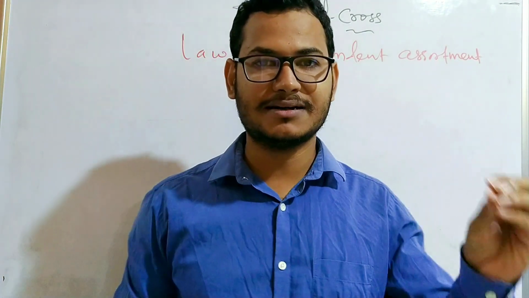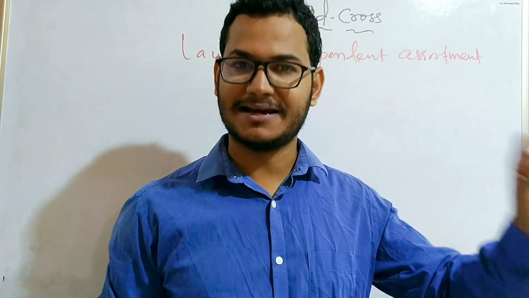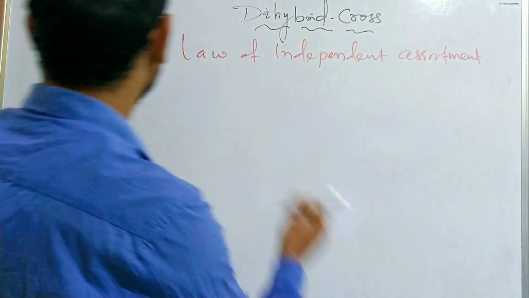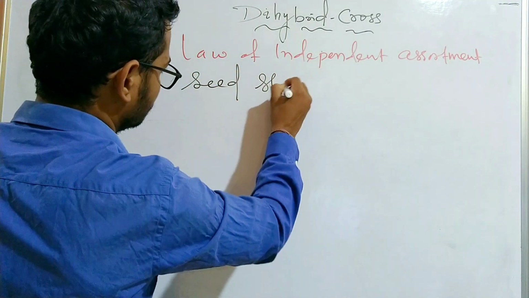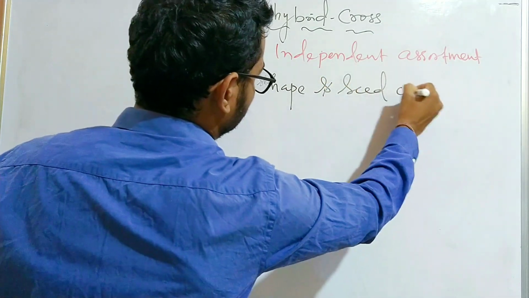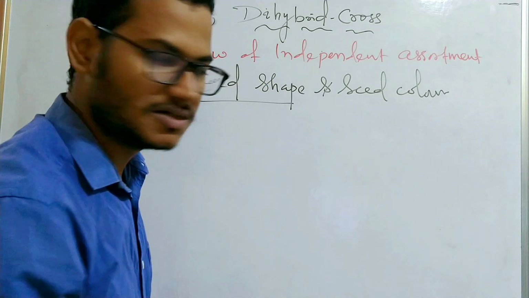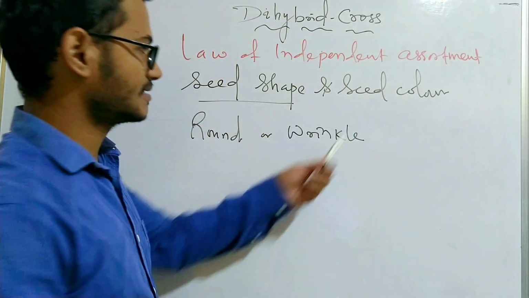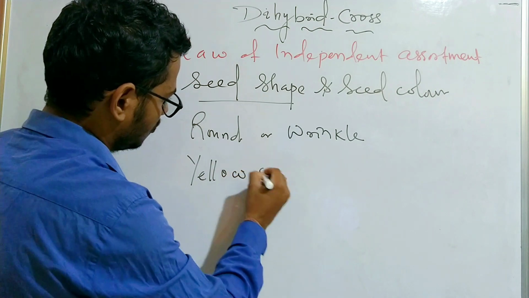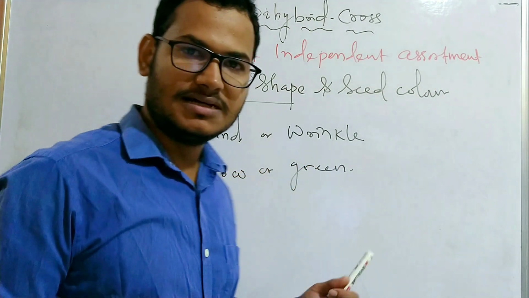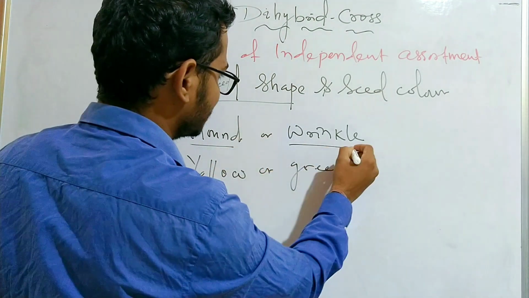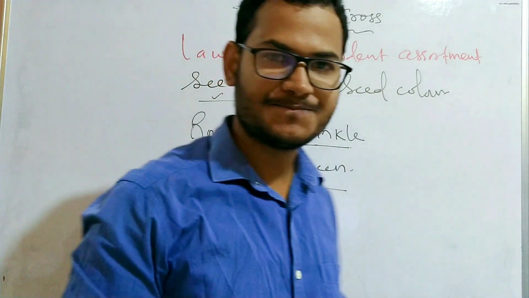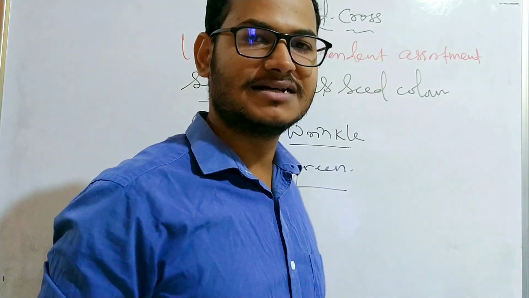Here, we have already studied the monohybrid cross, where Gregor Johann Mendel took a single character, that is the stem length. But in the dihybrid cross, he took two different characters, and they are seed shape and seed color. The seed shape may be round or wrinkled, and the seed color may be yellow or green. So we have two different shapes of the seed, round and wrinkled, and two different colors of seed, yellow and green.